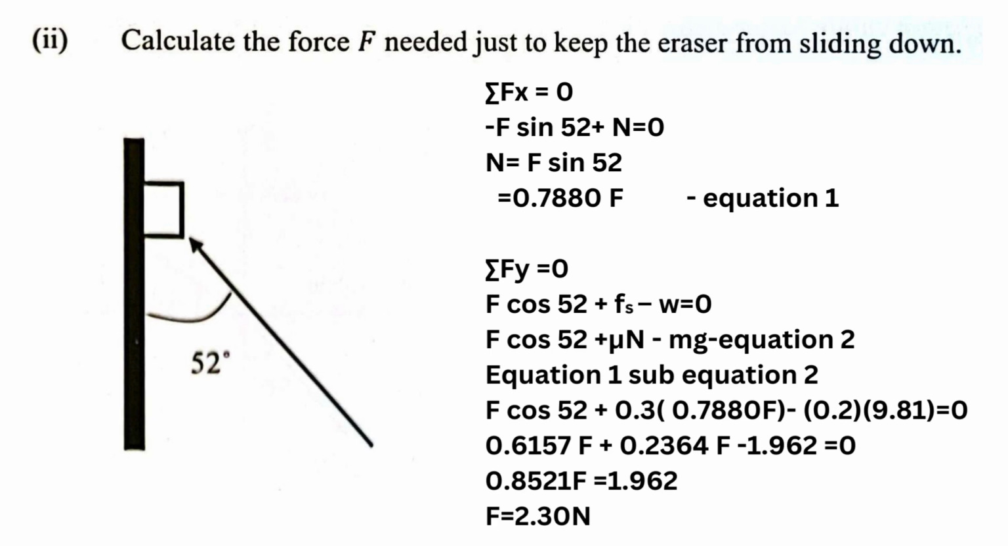The total Fy is also equal to 0. The forces that act vertically are the weight that acts downwards, the static friction that acts upwards, and the y component of force that acts upwards. Static friction is equal to mu times normal force. Next, we substitute N from equation 1 into equation 2. We then solve the equation and we get the answer, which is F is equal to 2.30 N.